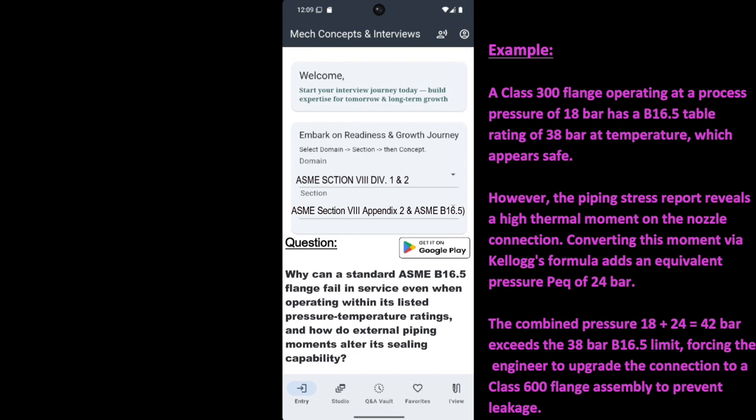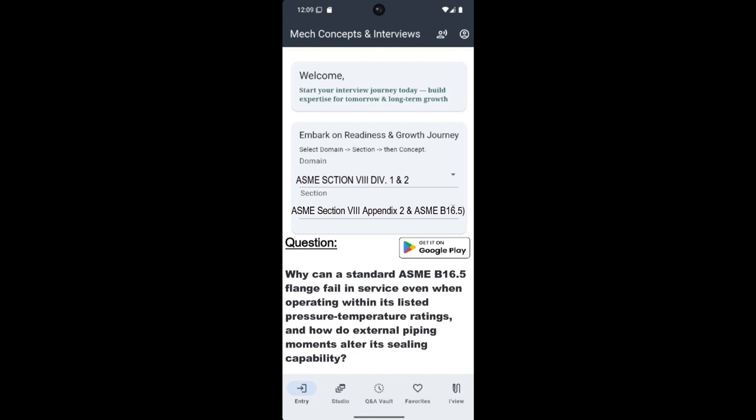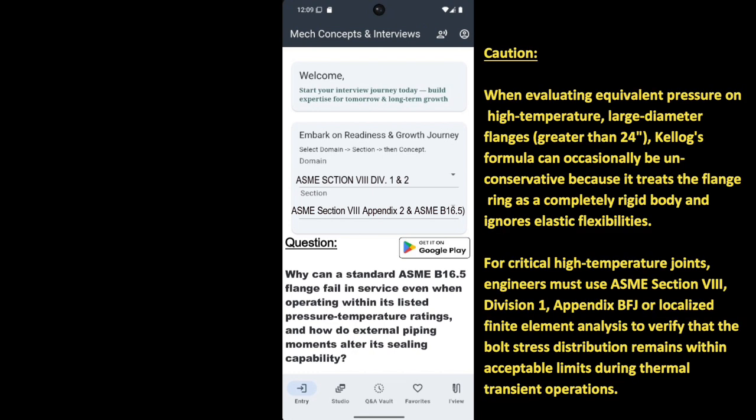Is the Kellogg methodology universally reliable as a screening tool across all refining infrastructure? No, and applying it blindly is a severe engineering hazard.